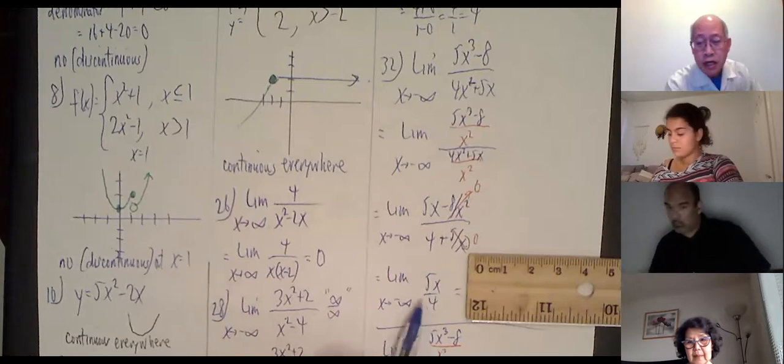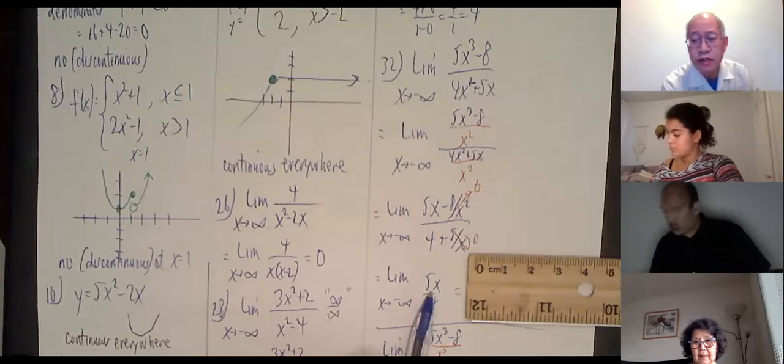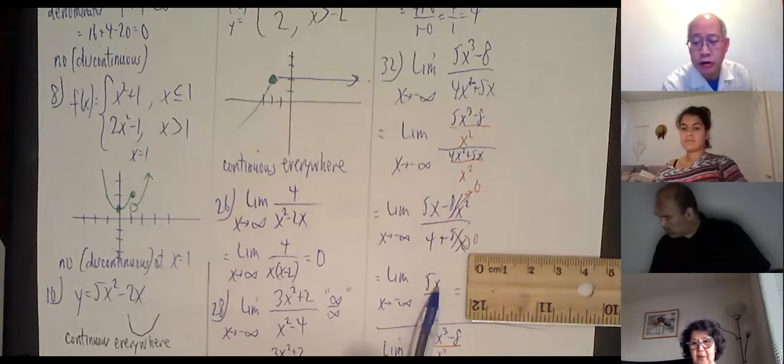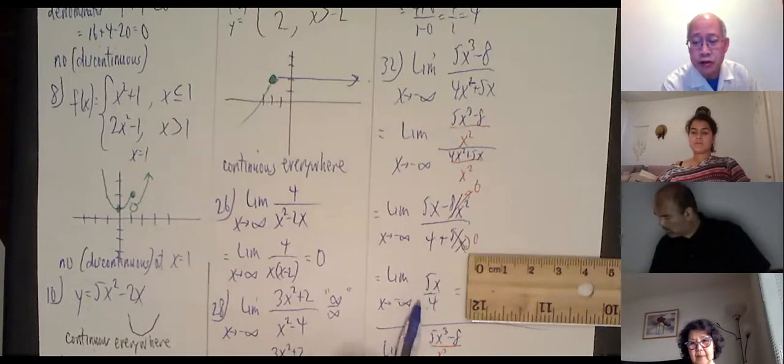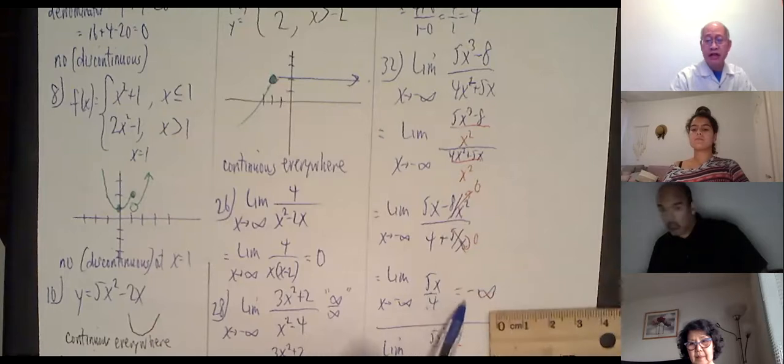Okay, so what happens if I plug in a super big negative? Negative 100, negative 1,000, negative a million, negative a billion, negative a trillion. If I multiply it by 5/4, I still get a big negative number. Negative a trillion times 5 over 4, it's a big negative. So the limit is going to be negative infinity. So the answer is negative infinity.